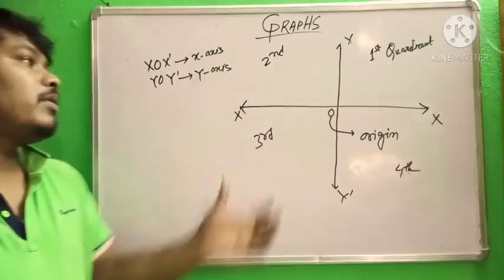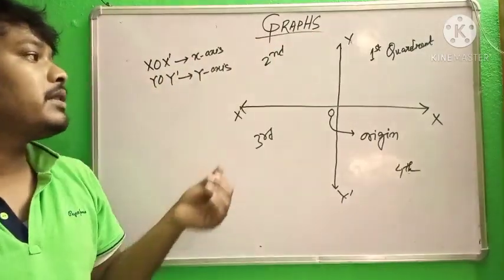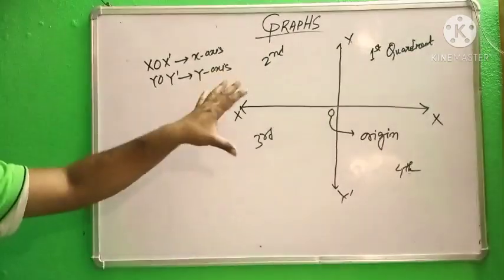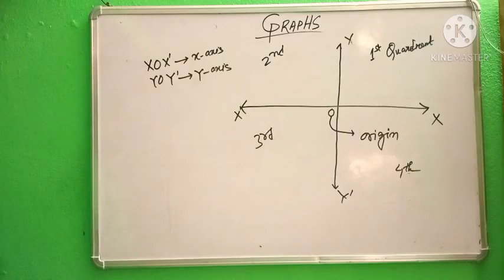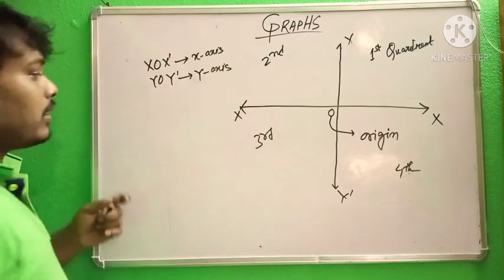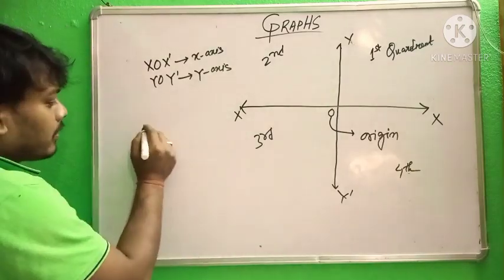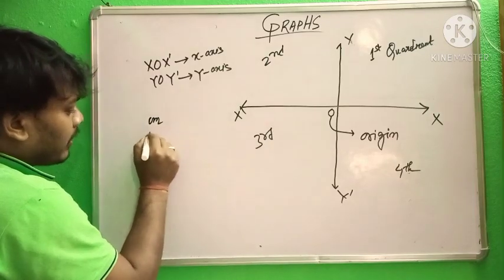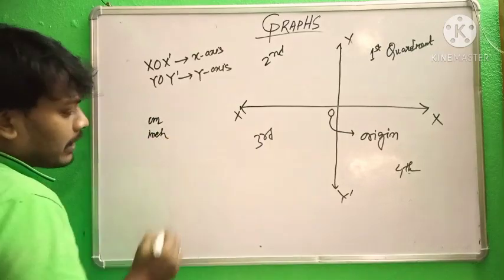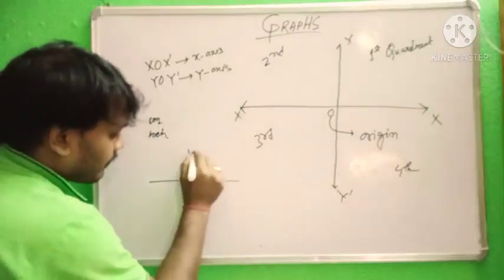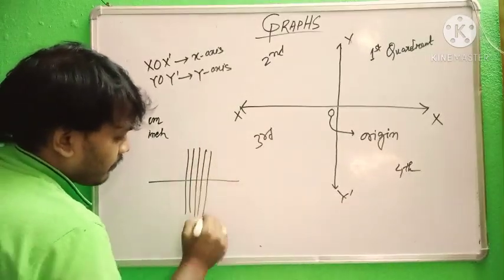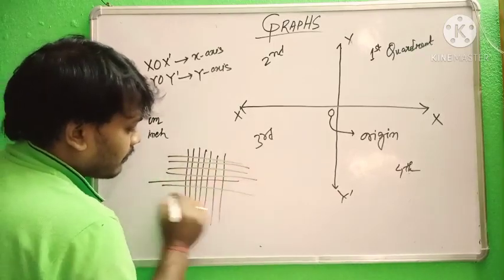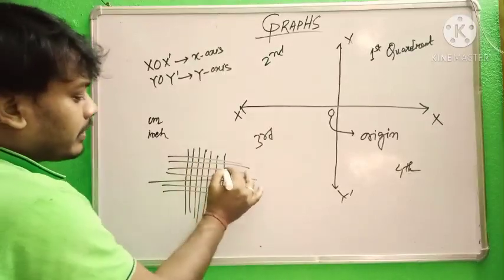And why is the name of the chapter graph? Because we always draw the axes on graph paper. Two types of graph paper are there. One is centimeter graph and one is inch graph. That means this type of graph paper is there. Okay, so these are the small divisions.